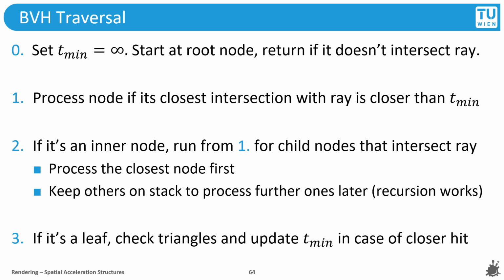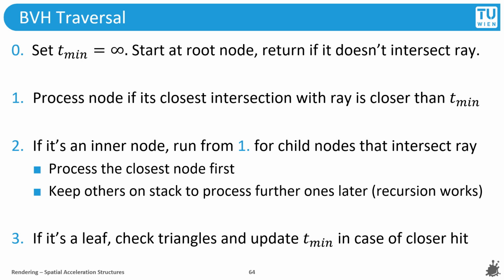So the first and initial rule that is only executed once: we first set the distance of the closest intersection, T min, to infinity and start at the root node. And if our ray does not intersect the root node, we can basically return immediately. Once we enter the root node, we switch to the general case where we process a node if its closest intersection with our ray is closer than T min.